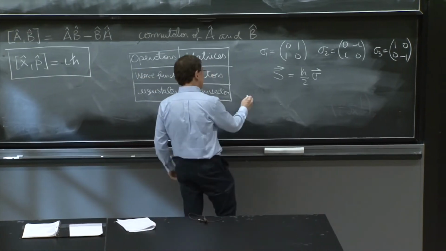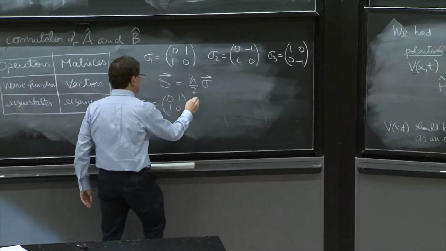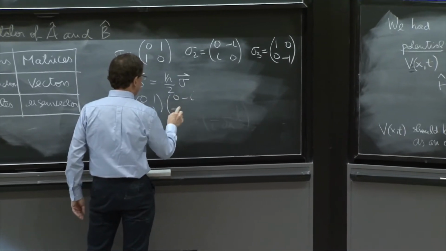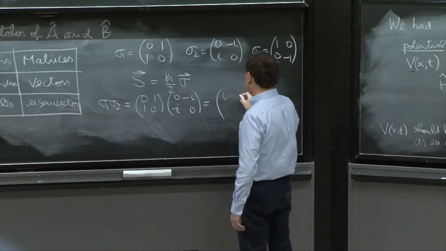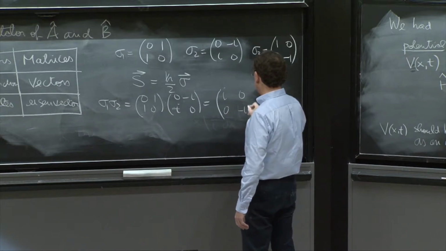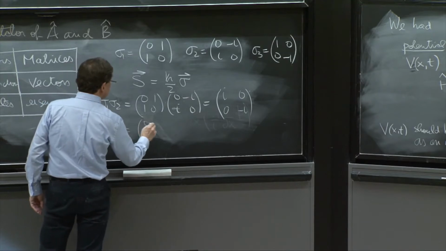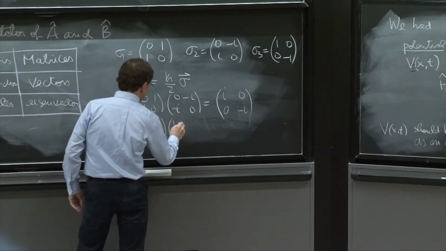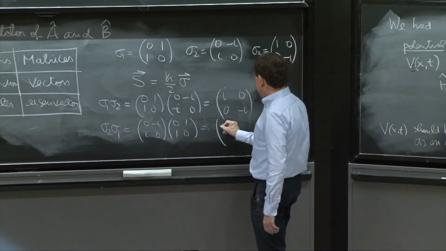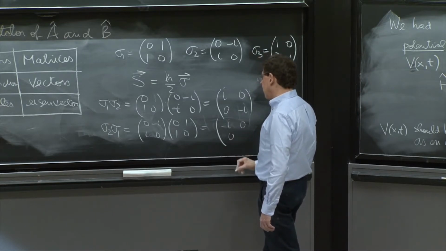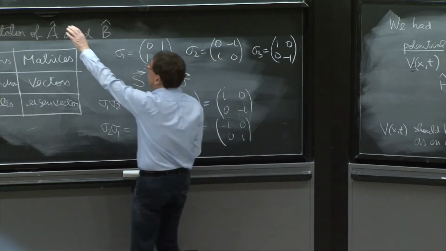And you can do simple things like sigma 1 times sigma 2. That's 0, 1, 1, 0 times 0, minus i, i, 0. Let's see if I can get this right. That gives i, 0, 0, minus i. And you can do sigma 2 times sigma 1. 0, minus i, i, 0 times 0, 1, 1, 0 equals minus i, 0, 0, i. So I can go ahead here.